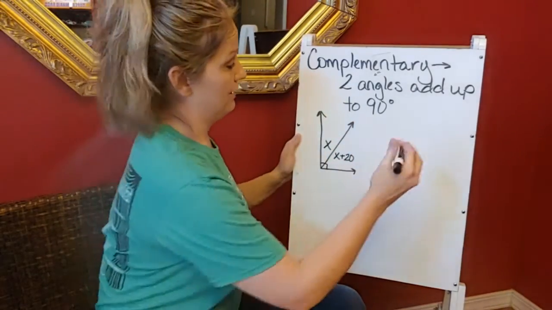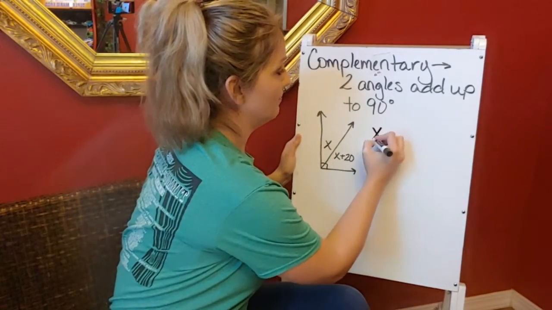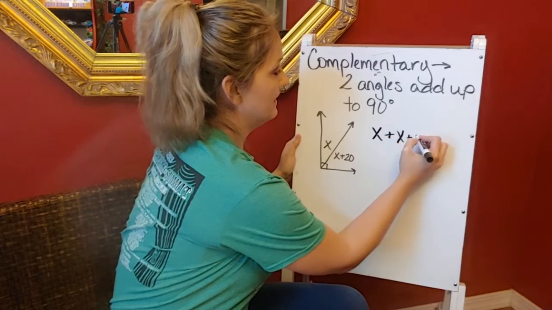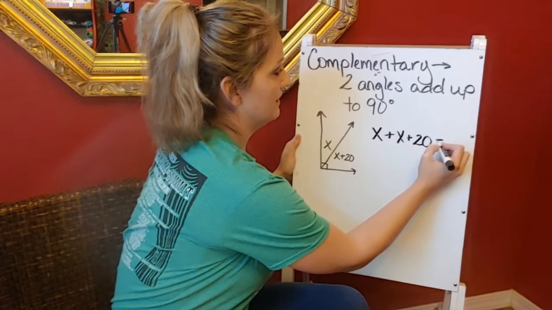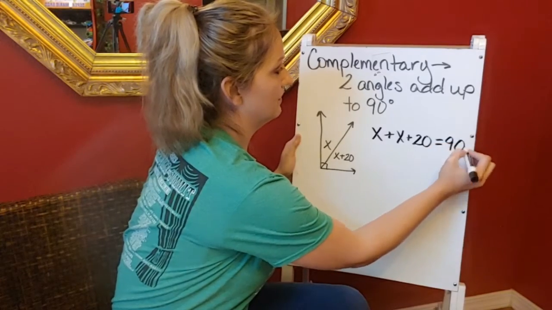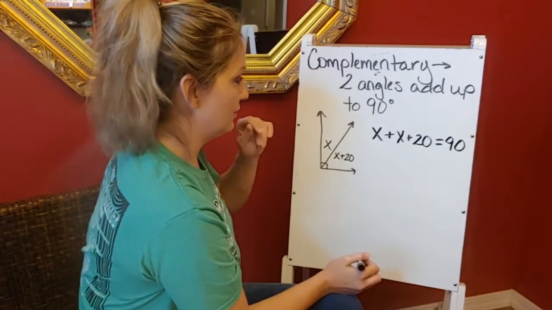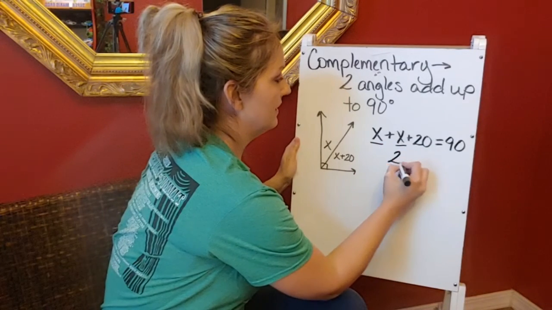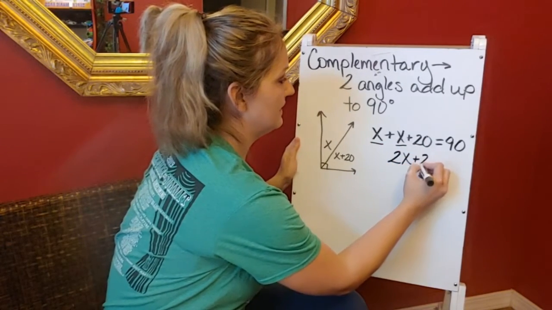So we're just going to do just that. We're going to take that first angle, which is x. We're going to add to it the second angle, which is x plus 20. And we're going to set that equal to 90 for the 90 degrees. We're going to combine our x's right here. X plus x gives me 2x.